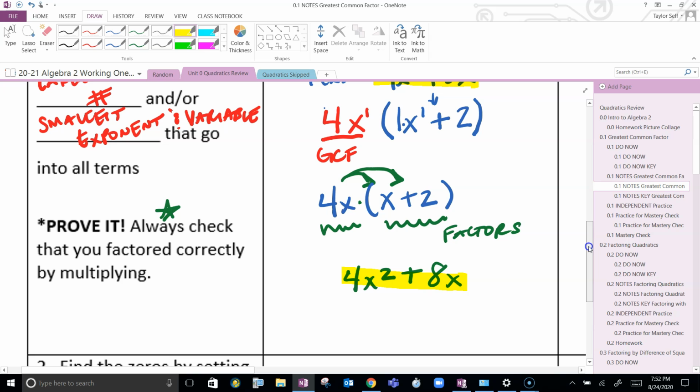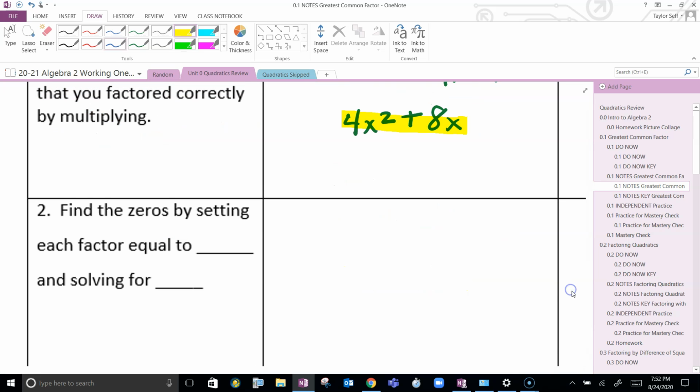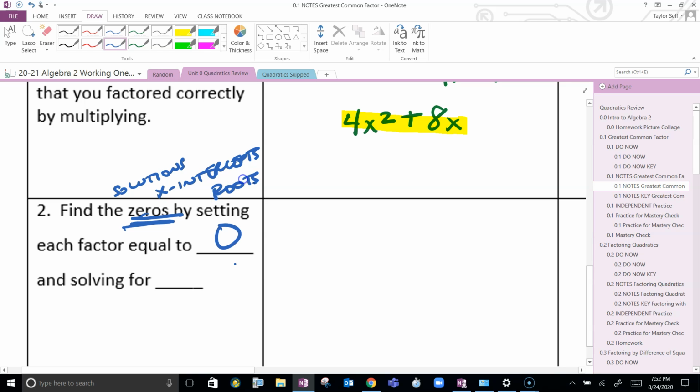You factored correctly. Okay, the last thing we need to know is how to find the solutions or the zeros. So write this down, find the zeros, and then know that zeros is the same as solutions. Remember, we just took a note on that. X-intercepts and solutions, x-intercepts, and roots. Those are all the same thing. Zeros is the same as solutions, x-intercepts, and roots. So you find the zeros by setting each factor equal to 0. That makes sense. And then you solve for, what do we always solve for? We always solve for x. So you solve for x.